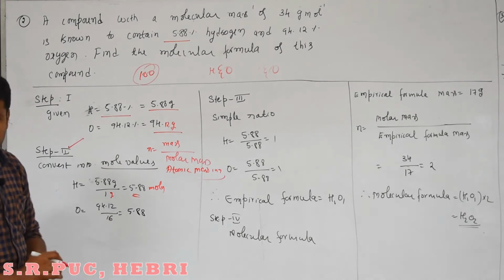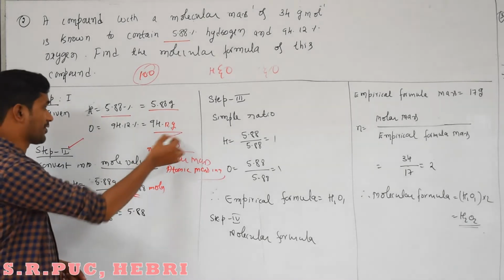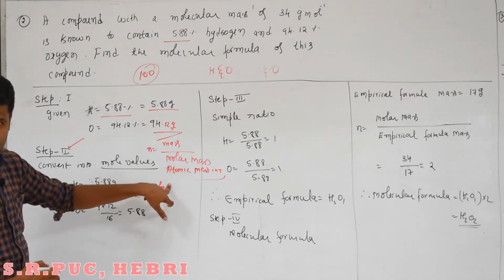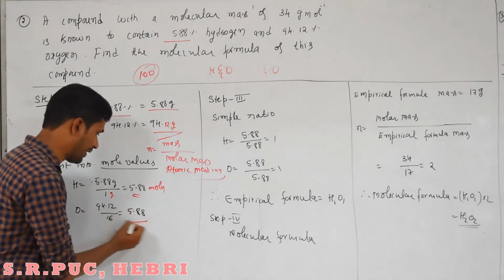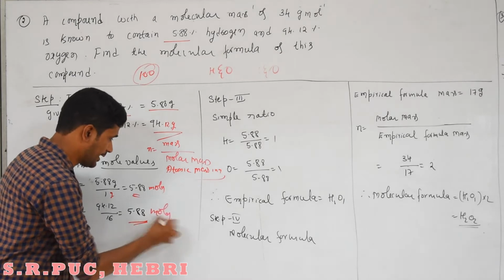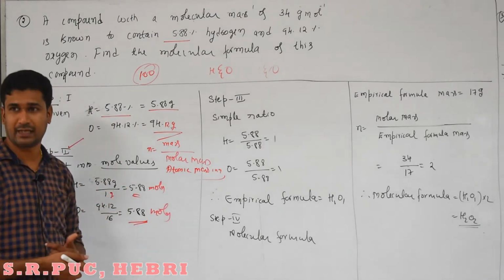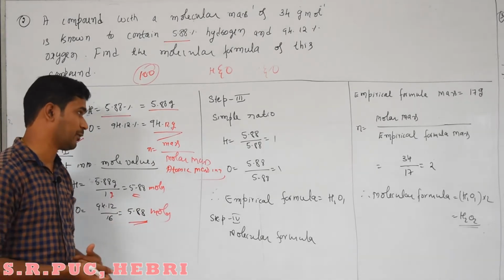Similarly, number of moles of oxygen: mass of oxygen is 94.12 divided by 16, since the atomic mass of oxygen is 16. That's equal to 5.88 moles. Here the number of moles of hydrogen and oxygen are both equal to 5.88 moles.